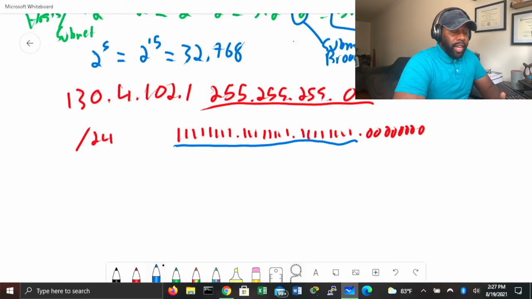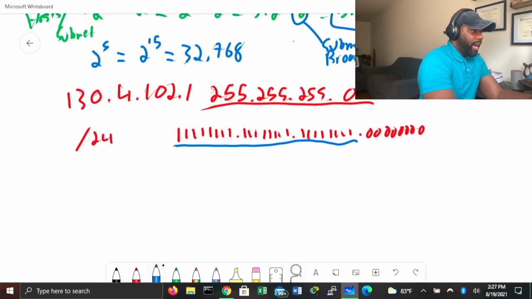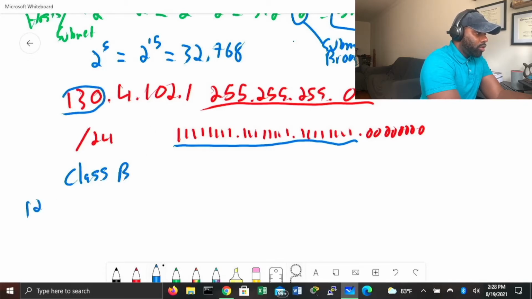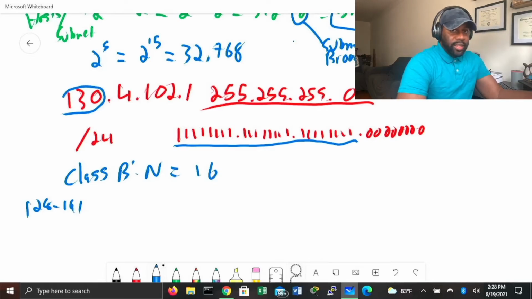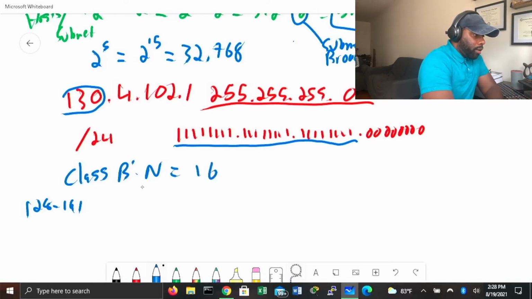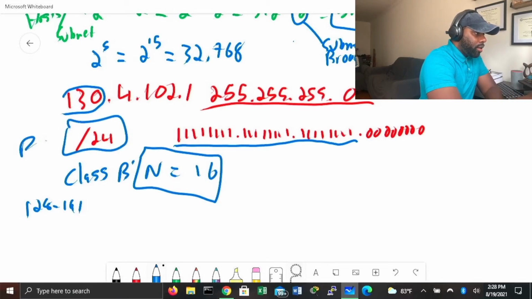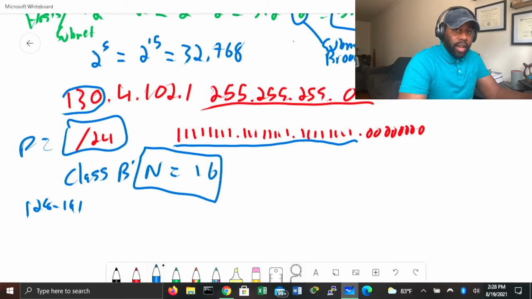The next thing we have to figure out is what class IP address this is, right? And we know that this is going to be a class B address, because this octet falls between 128 and 191, right? That's class B. So we know that N is equal to 16, right? So now we have the prefix and the N.